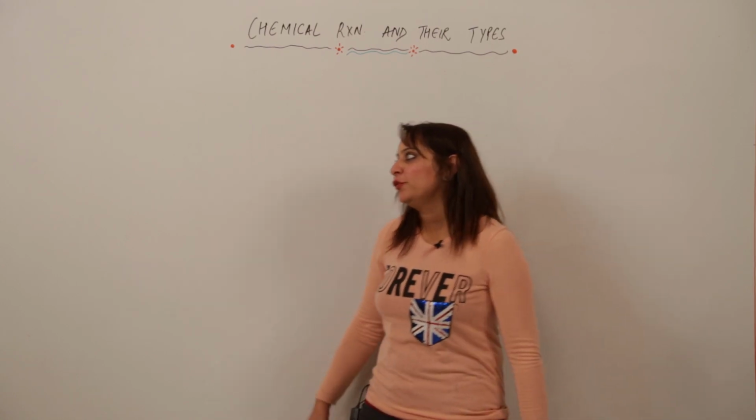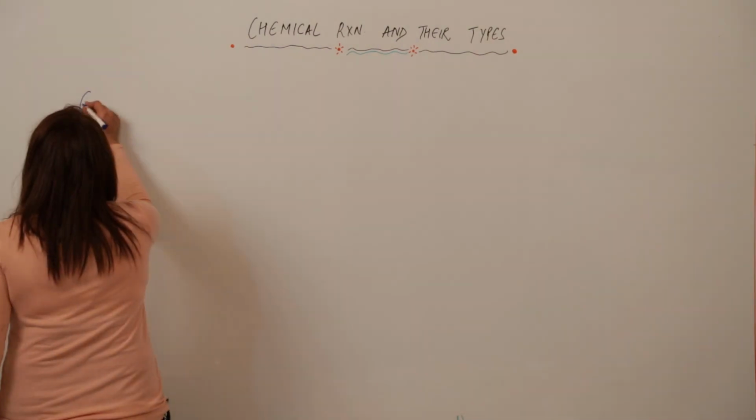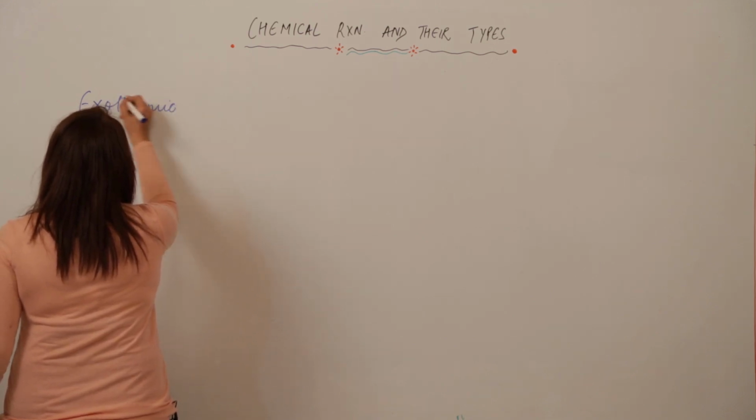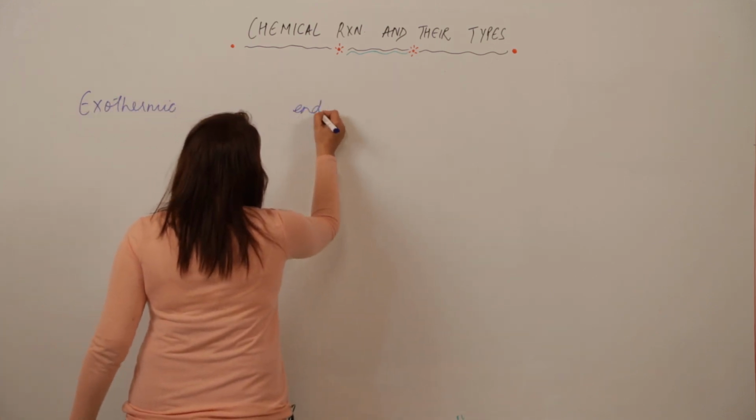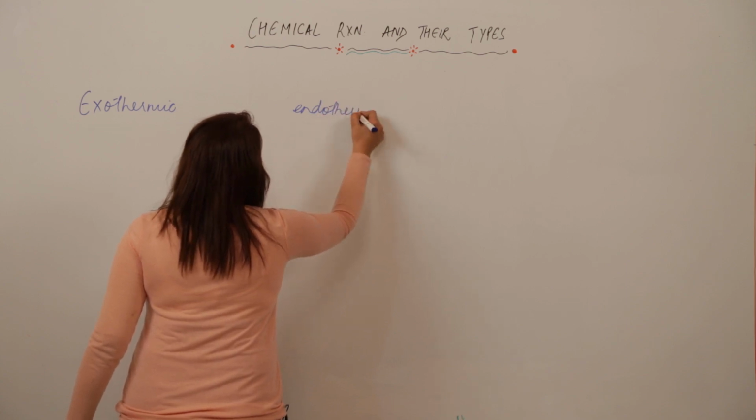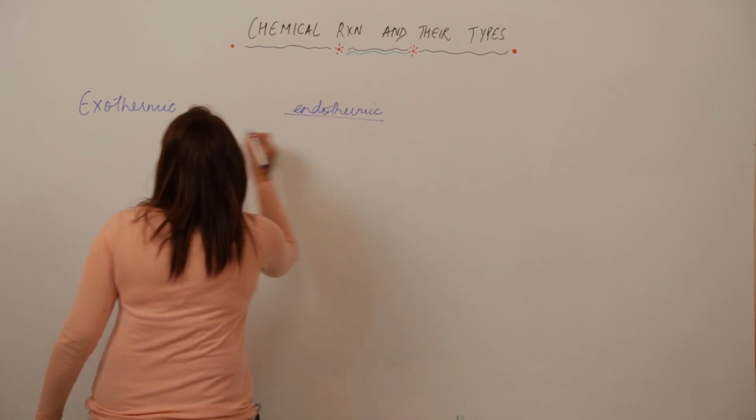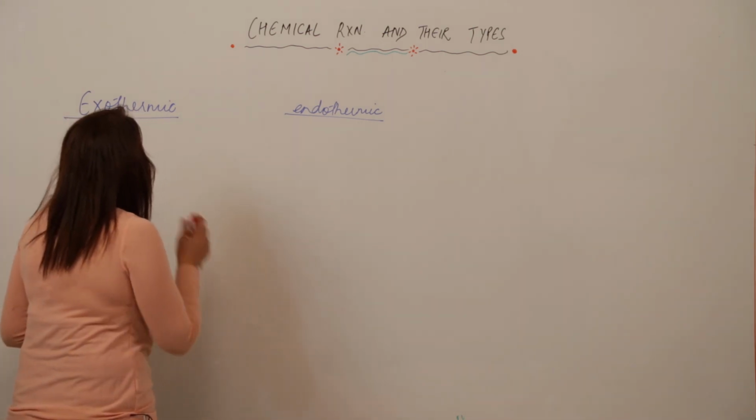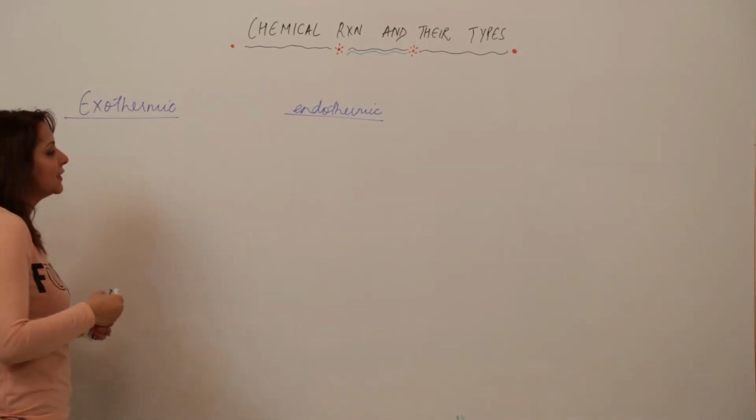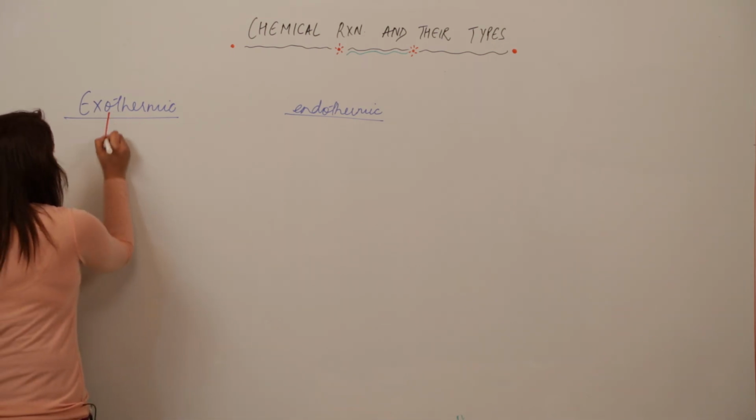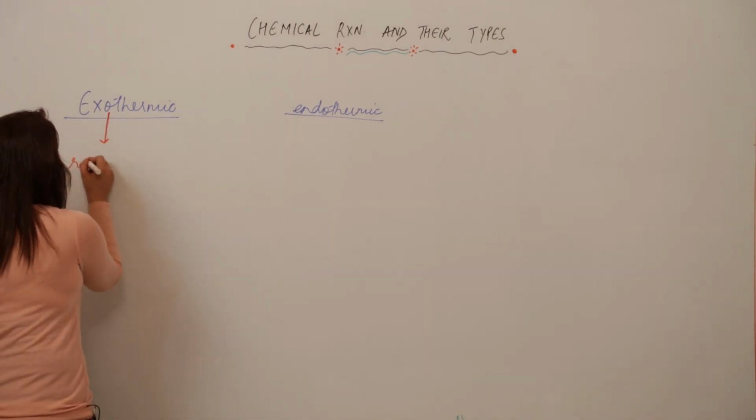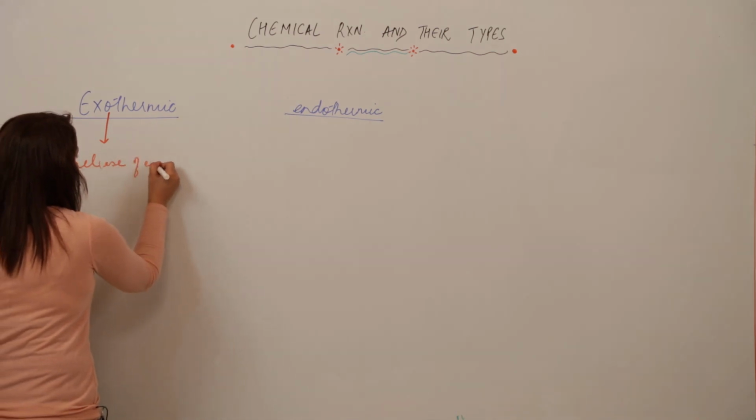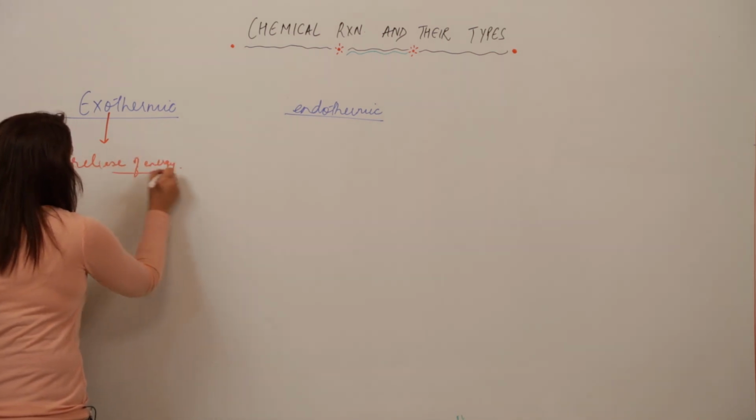So the next type of reaction which we are taking up is on the basis of energy changes, that is the exothermic and the endothermic reaction, right. So as the name suggests, what does exo mean? Exo means external and therm means the heat changes, right. So whichever reaction leads to the release of energy comes under the category of the exothermic reaction, right.